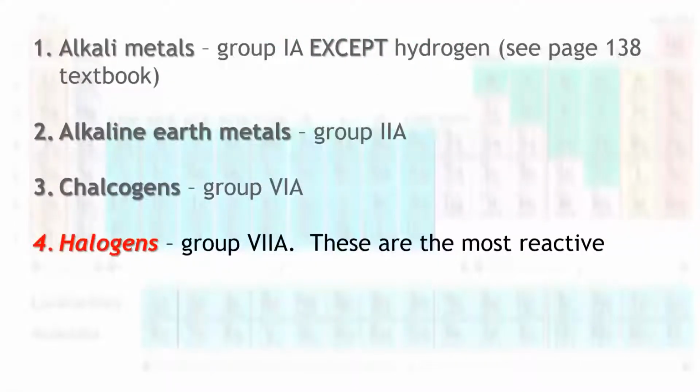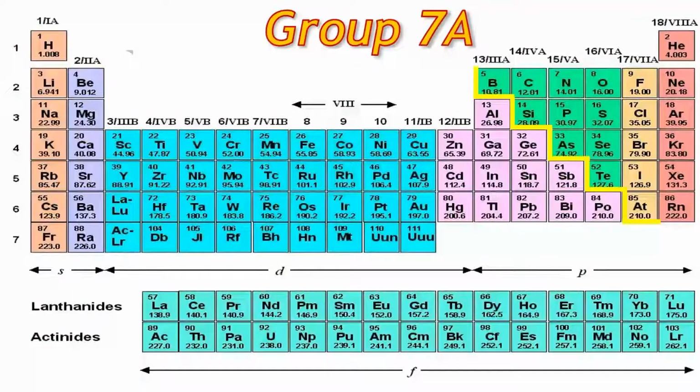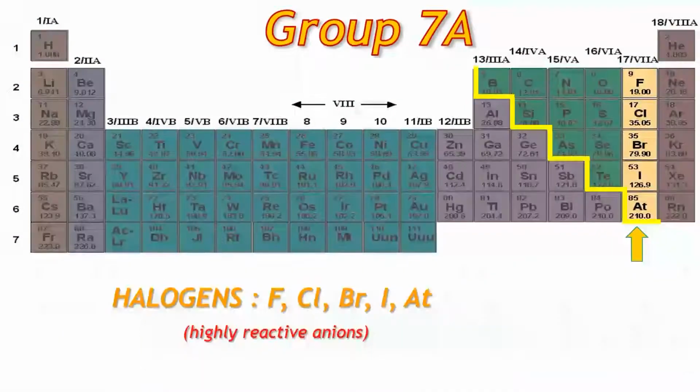Next to the chalcogens, we have the halogens in group 7A. These are the most reactive. Here they're shown in orange. They include fluorine, chlorine, bromine, iodine, and astatine, and they are highly reactive.